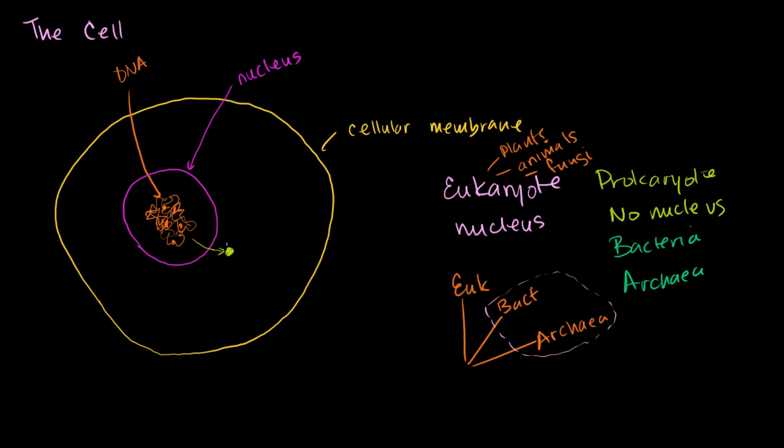So the ribosomes are these little complexes that could be floating all over the cell. And we'll see in a second that they can also be attached to these other membrane structures. So this is a ribosome. Ribosome. Ribosome.